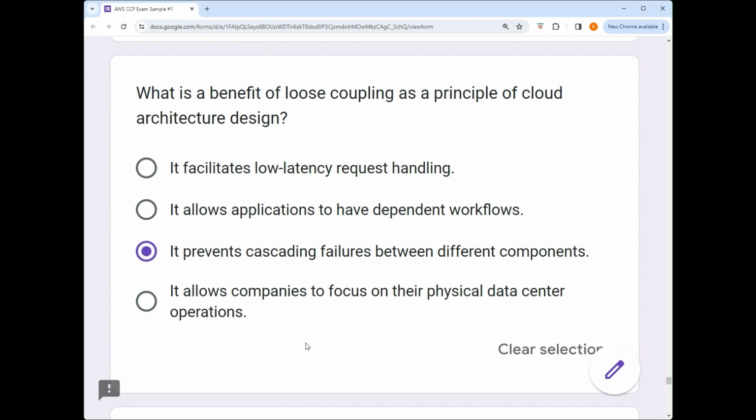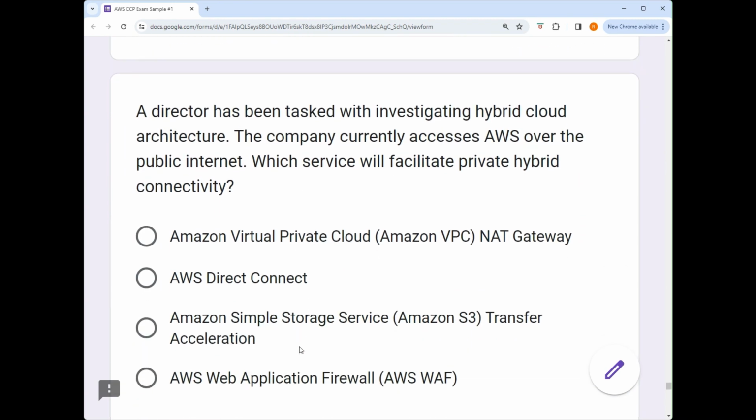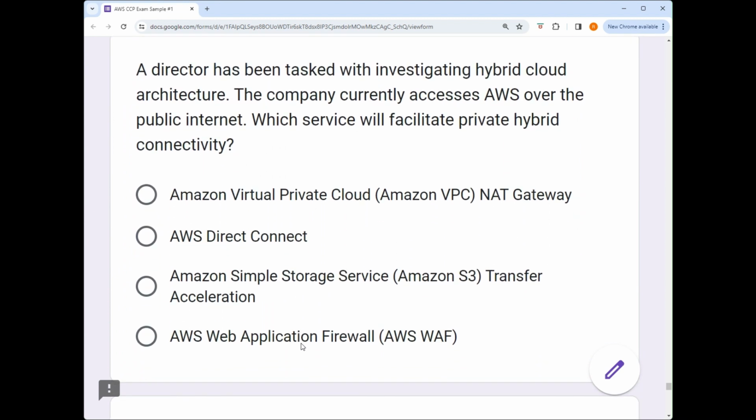A director has been tasked with investigating hybrid cloud architecture. The company currently accesses AWS over the public internet. Which service will facilitate private hybrid connectivity? Amazon Virtual Private Cloud, Amazon VPC, NAT Gateway. AWS Direct Connect. Amazon Simple Storage Service, Amazon S3, Transfer Acceleration. AWS Web Application Firewall, AWS WAF. Correct answer: AWS Direct Connect.